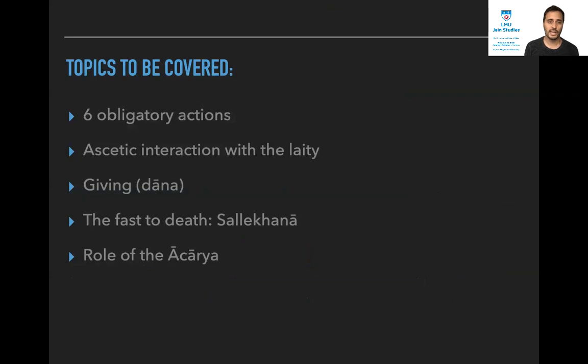The topics that we'll look at are first the six obligatory actions themselves. We'll look at them in detail. We'll look at the way that ascetics interact with the laity, the lay people, as we make a transition into discussing lay people, the householders like you and I in future lectures. We'll look at the institution of giving or dana, charity that supports the ascetic community so they can practice the six obligatory actions. And we'll look at the fast to death, which is known as Sallekhana or Samtara.